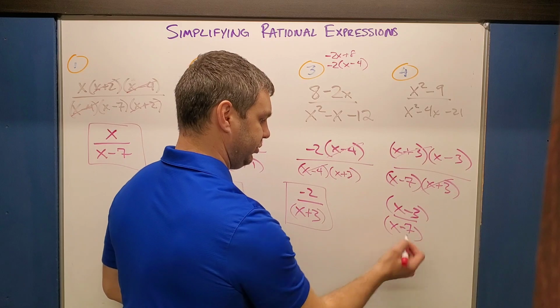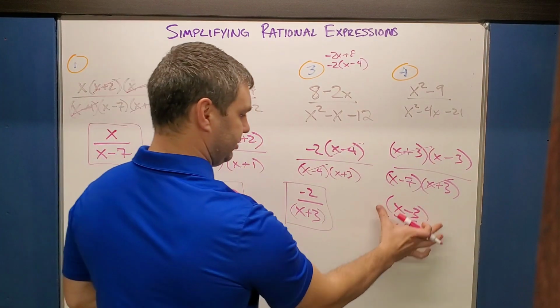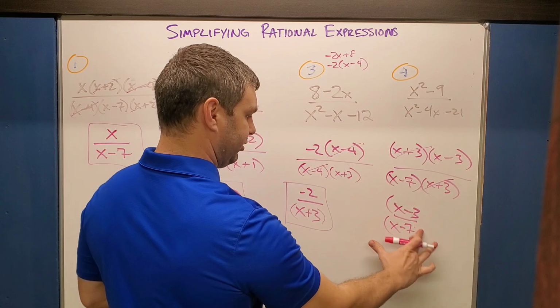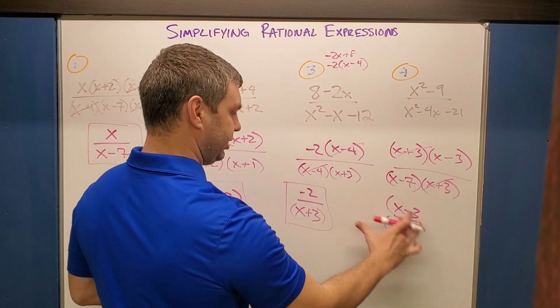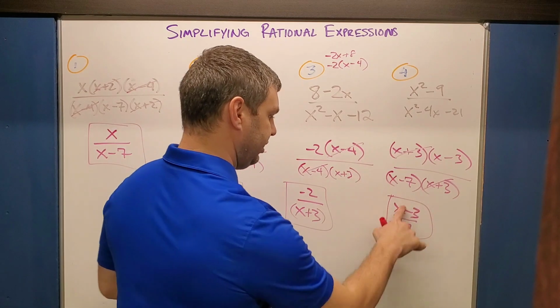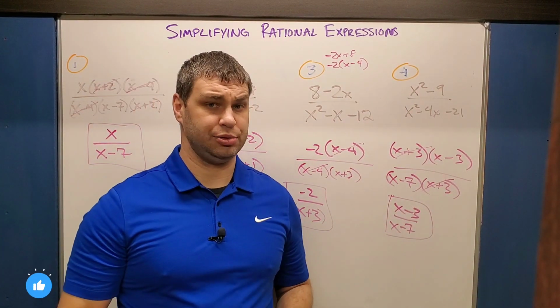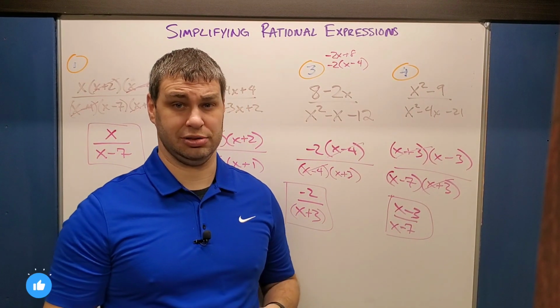And if you have multiple of these, I don't think I have any, but you can put those in parentheses. Otherwise, if you leave them without, that's probably okay as well. I'll leave this one without the parentheses because I just have that binomial on top and on the bottom. All right, hopefully this video helped you out on simplifying rational expressions.